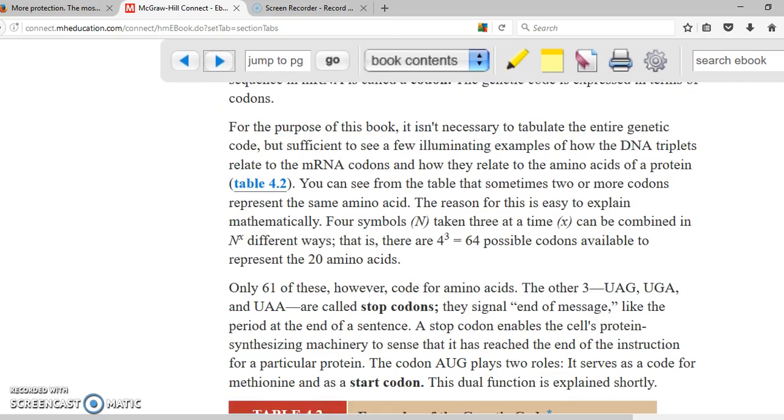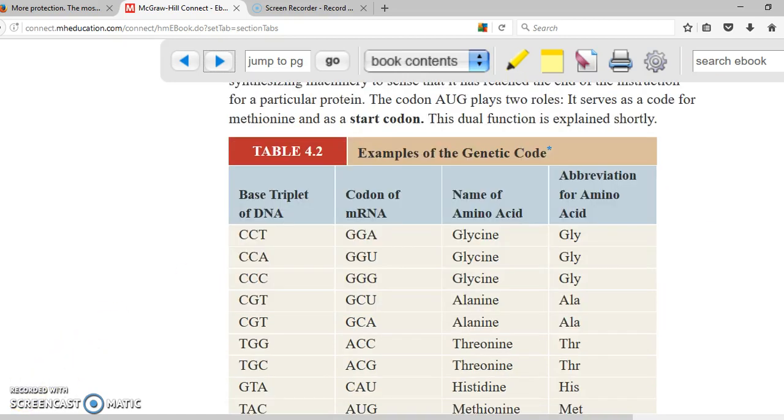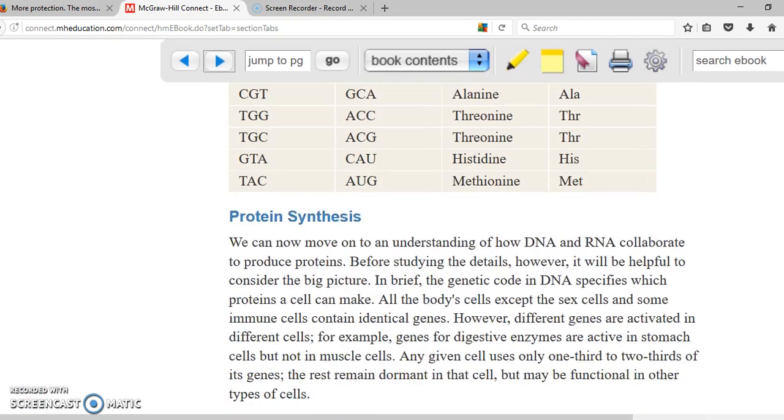If you scroll down right here, you see it says in here another 3, UAG for example, may codify for something such as stop. Another set of 3 may codify for start. And again, all this is given to you by the genetic code. If we keep scrolling down, we have right here a table showing you examples of the genetic code.